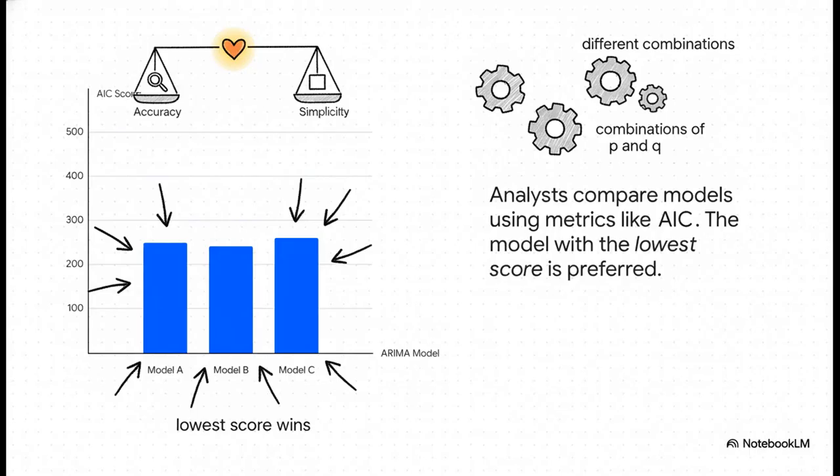Now, a lot of the time, analysts won't just build one model. They might try a few different combinations of P and Q. So how do they decide which one is the best? Well, they use scoring metrics, like something called the AIC, and the rule here is super simple. The model with the lowest score wins. It's all about finding that perfect balance between accuracy and simplicity, and the AIC helps find that sweet spot.